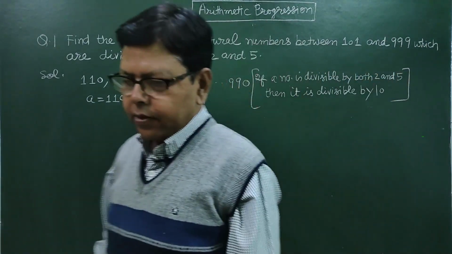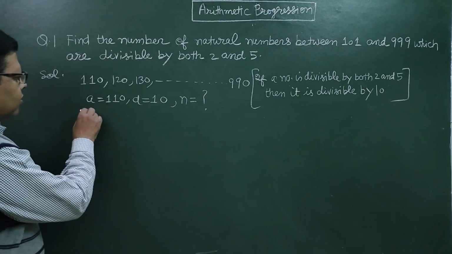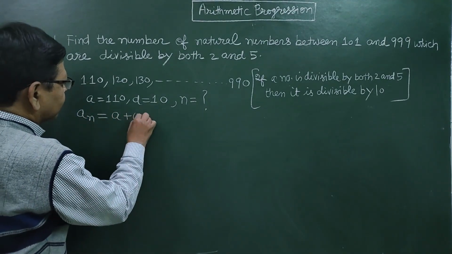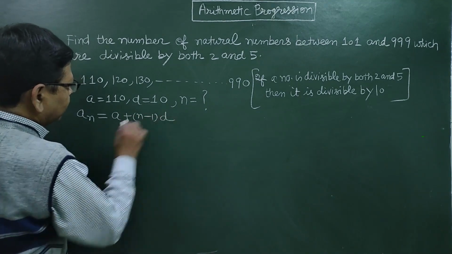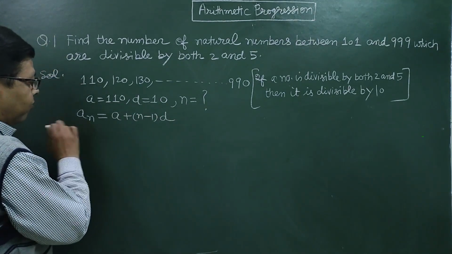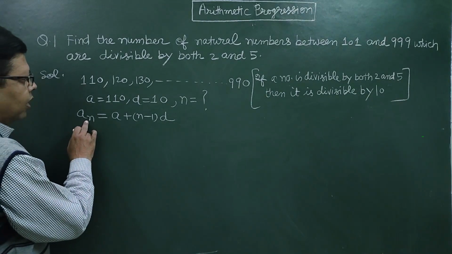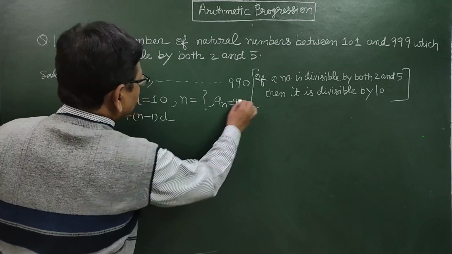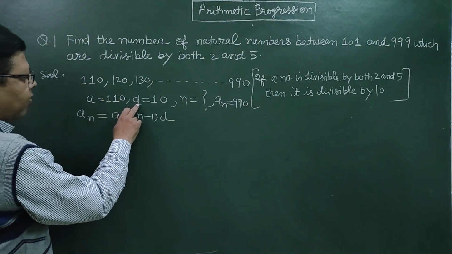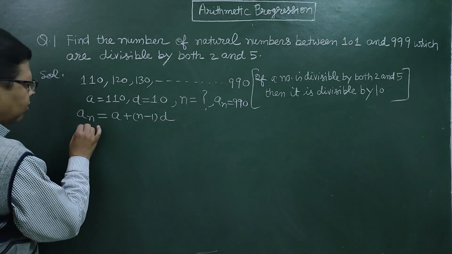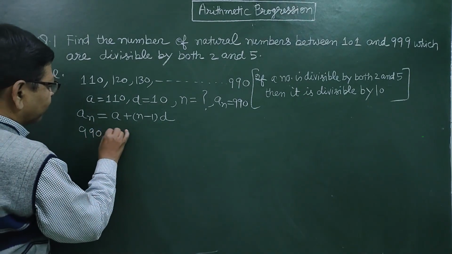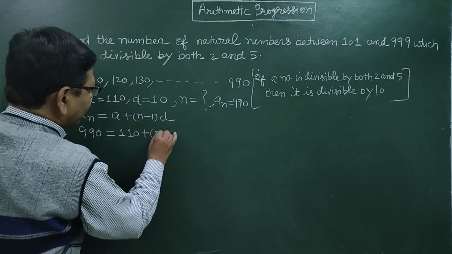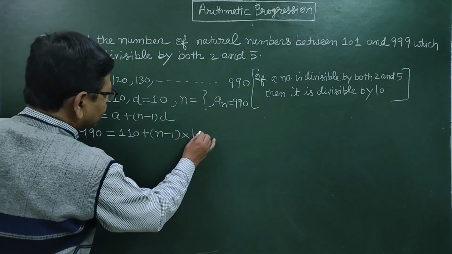Now using the formula an is equal to a plus n minus 1 into d. This is the formula of the nth term of an AP. The value of an is 990, first term is 110, common difference is 10. So putting all the values in this formula, 990 is equal to 110 plus n minus 1 into common difference, which is 10.